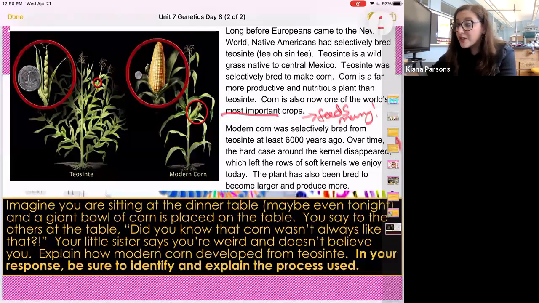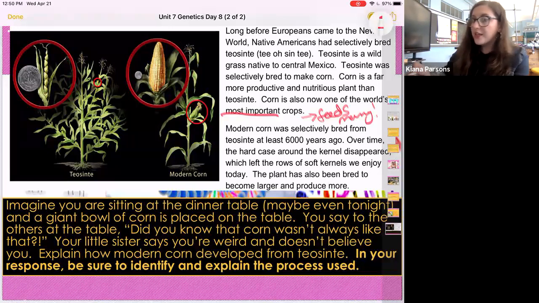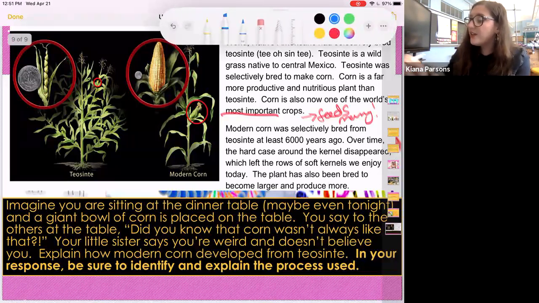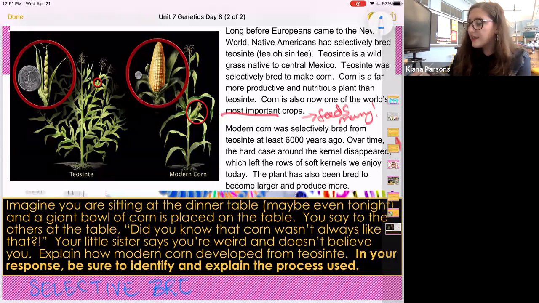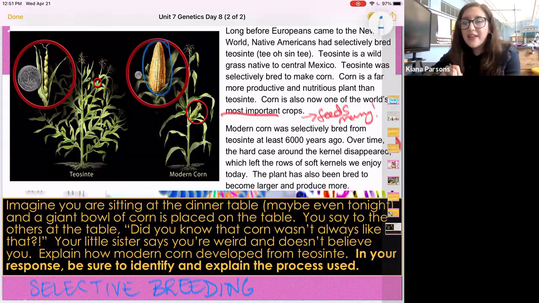So you are going to describe how teosinte became corn. What did Native Americans do in your own words? Your answer should definitely include selective breeding. So, what traits did they select for to get the tasty, soft kernels we have in modern corn today? So, go ahead and answer that one on your own.